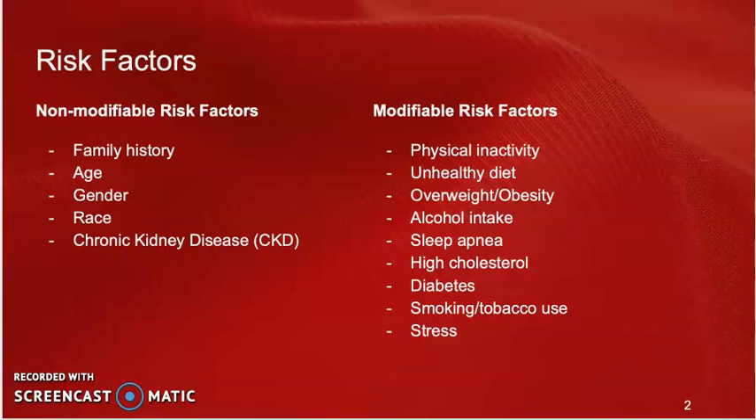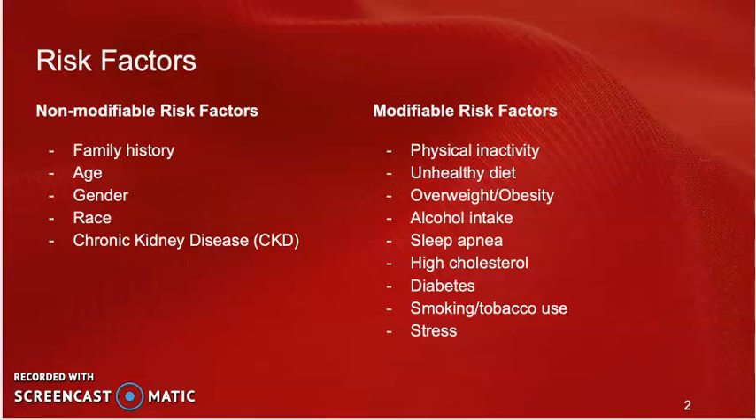As age increases, the chance of developing high blood pressure also increases. Men are more likely to get high blood pressure up until the age of 64. Past this age, women are more likely to get it. Based on race, African Americans are at increased risk. They develop high blood pressure more often than any other race in the United States. Increased risk of high blood pressure can be a result of chronic kidney disease.